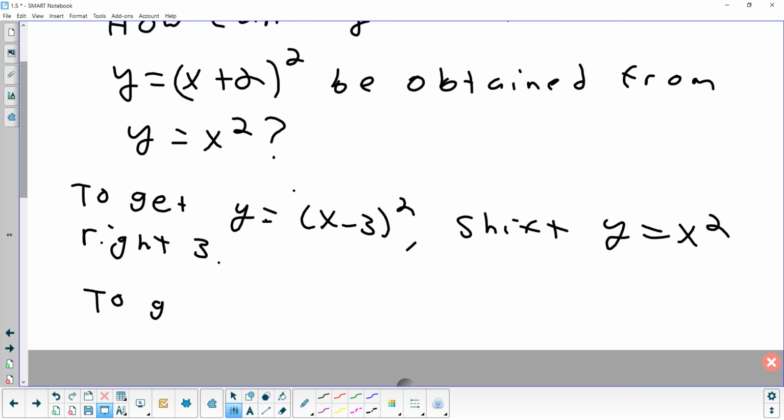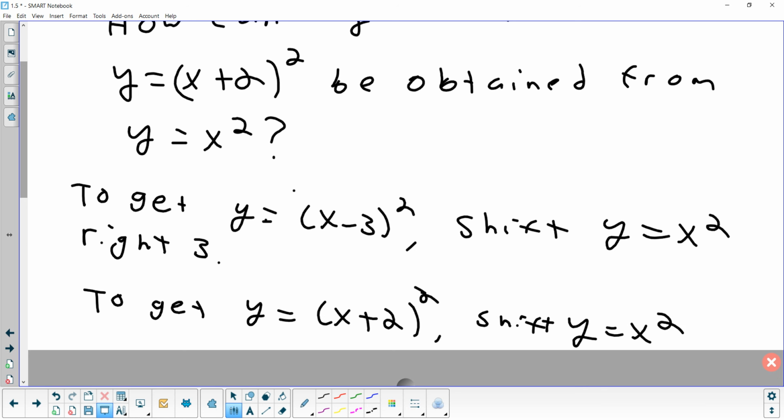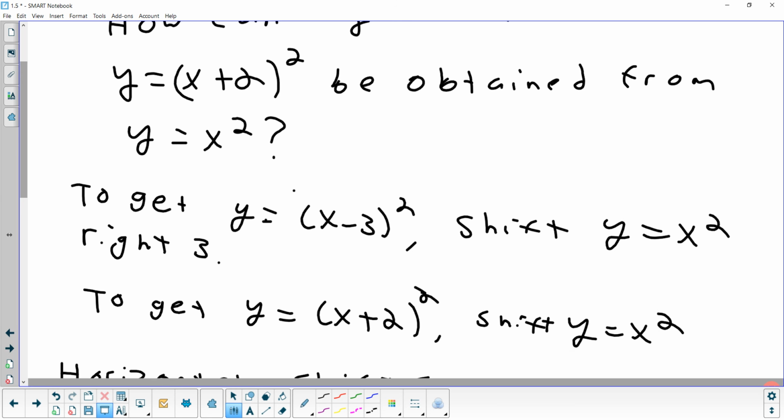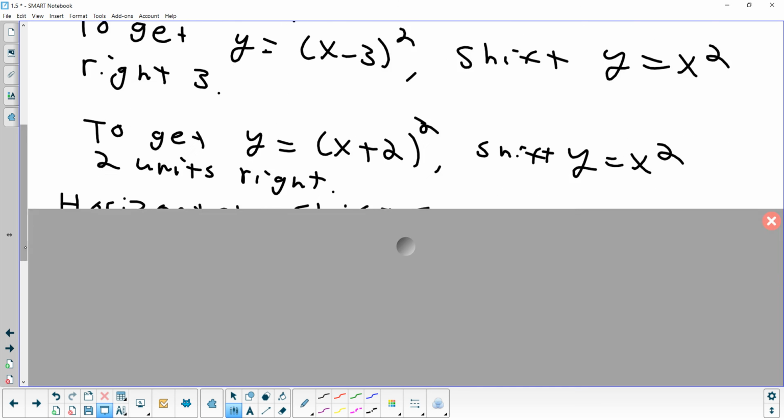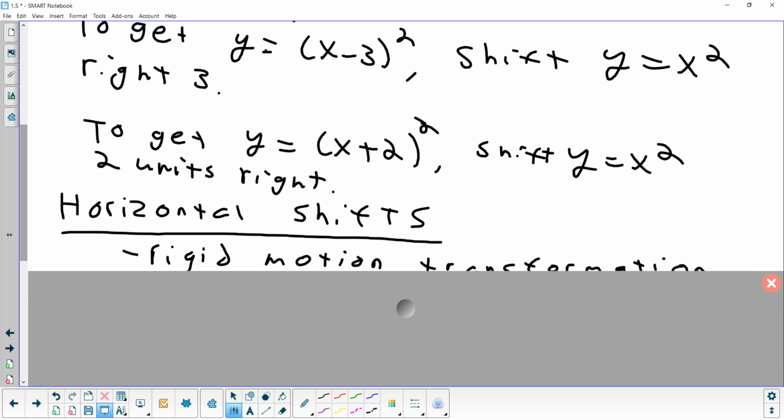Right, and the other one, to get y equals (x plus 2) squared, we would shift y equals x squared, which way? To get x plus 2. Yep, 2 units to the left. Shift y equals x squared 2 units left. Right. So this is another rigid motion transformation, but you've got to somehow keep track and remember that left and right. So there's different ways to think about it.